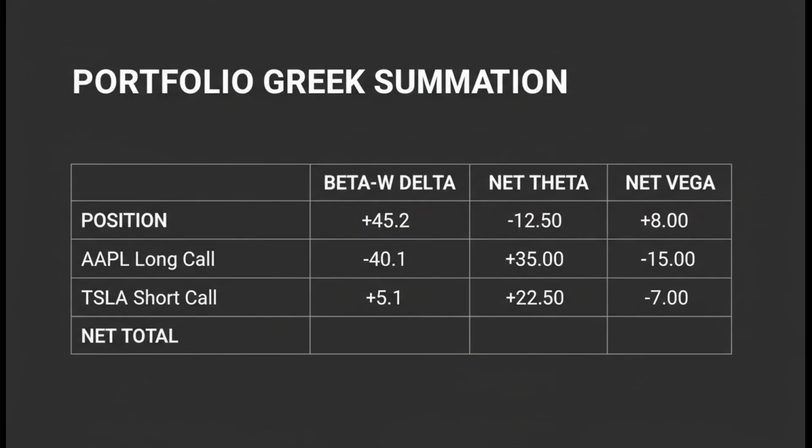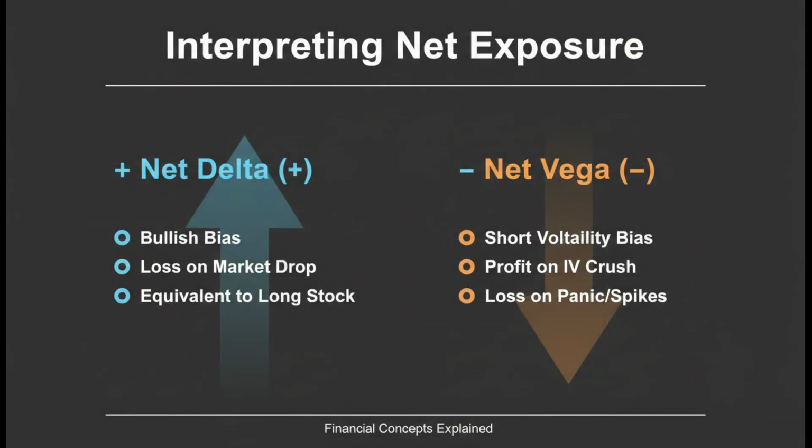Once beta weighted, we can mathematically sum the values to find our net exposure. Net portfolio delta shows your total directional bias, while net theta reveals your total daily theoretical decay income. In this example, notice how a short call in a high beta stock can neutralize the directional risk of a long position in a different sector. Interpreting these numbers is key to survival.